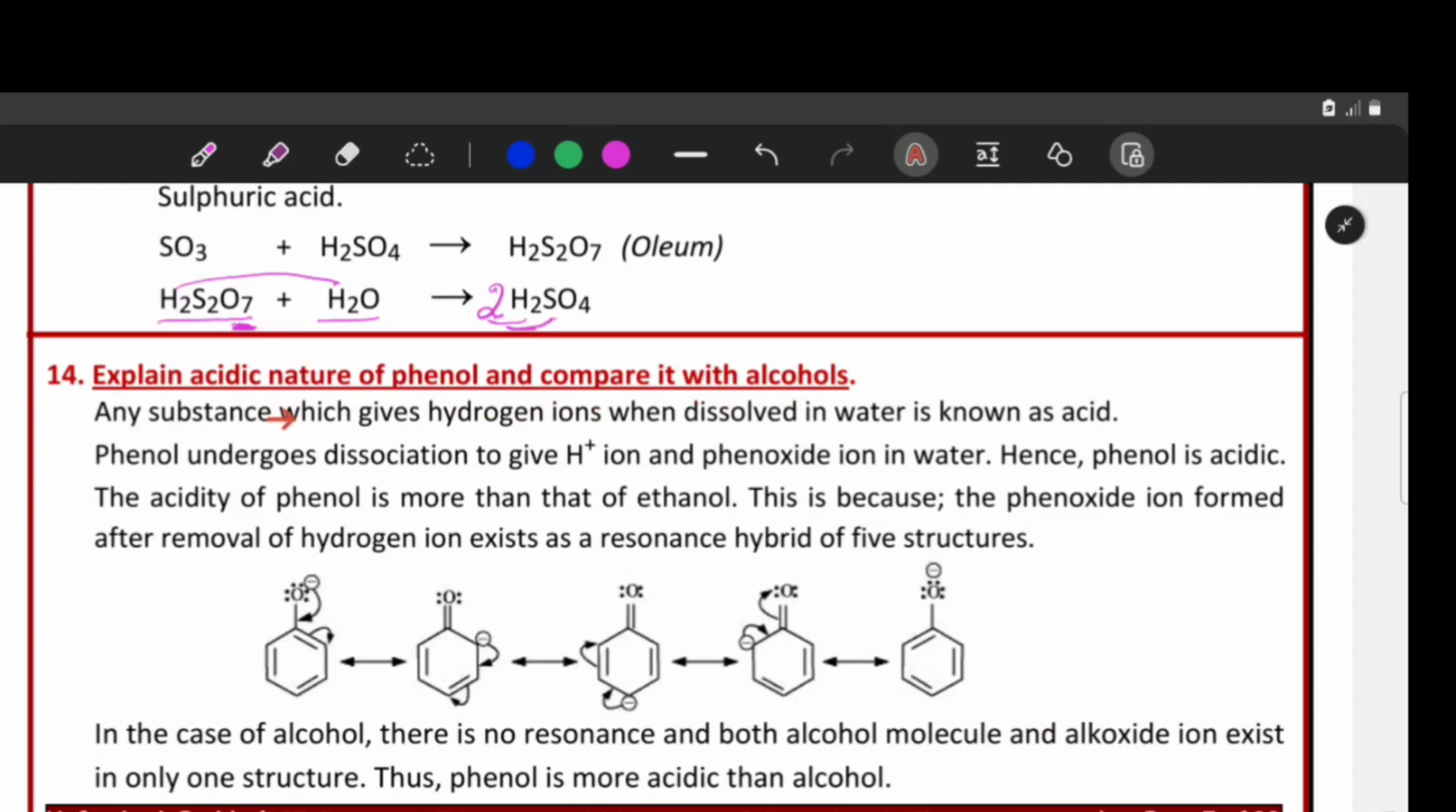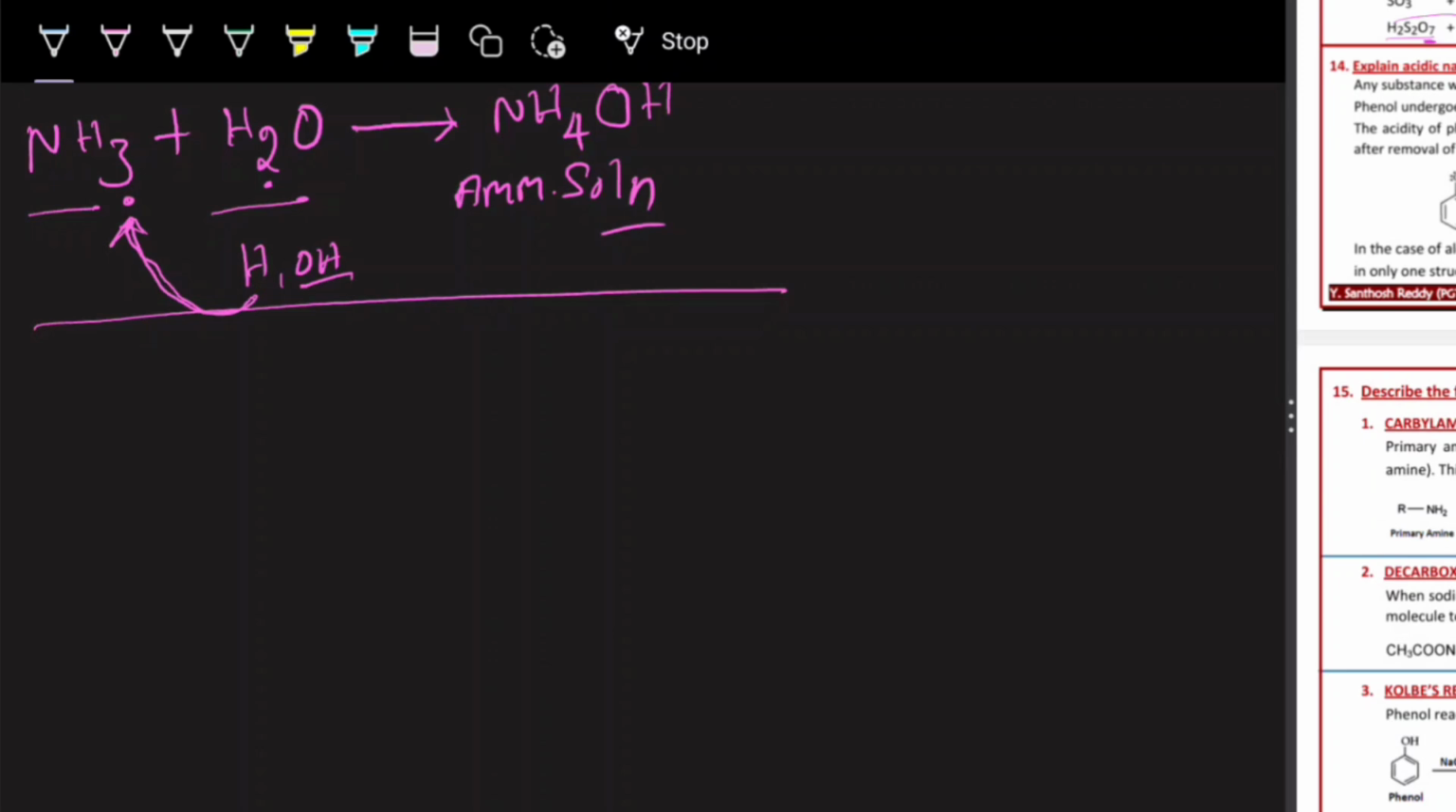Generally, what are acids? Any substance which gives hydrogen ions, H plus ions, when dissolved in water is known as acid. So now we'll see whether alcohol and phenol can act as acids or not. First, let's discuss how alcohol and phenol can act as acids.